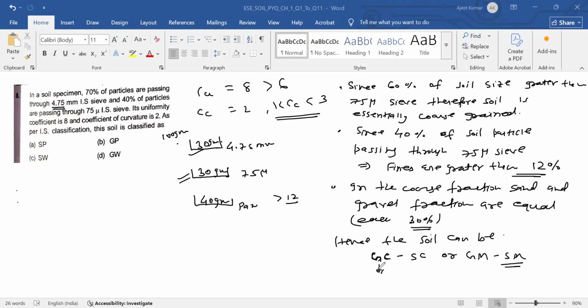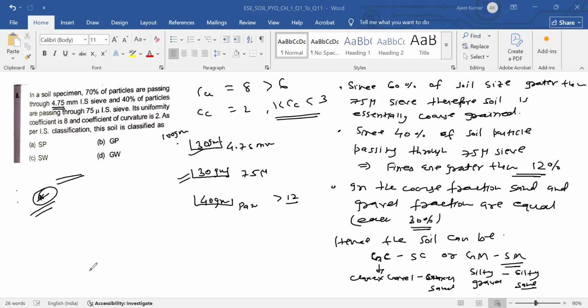That is, this is clay gravel, or this is clay sand. Silty gravel, or this is silty sand. So none of the options is matching for question number 8.